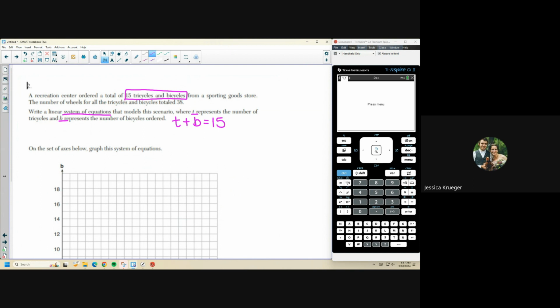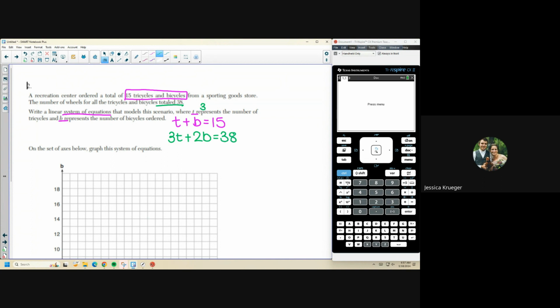The second thing they tell me is that there's a total of 38 wheels. Well, a tricycle has 3 wheels. So if I have T tricycles, it's going to be 3T. And then a bicycle has 2 wheels, so it would be 2B. And the total of those, if I add those up, should be 38.